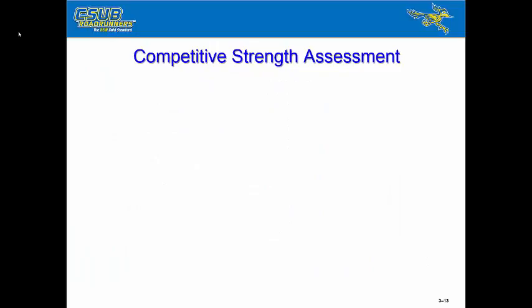Competitive strength assessment. So this is basically comparing your internal operations with the internal operations of one of your major competitors. So instead of just looking at your valuable, rare, hard to imitate resources, you're now comparing those resources to one of your competitors to see how well you match up with them.